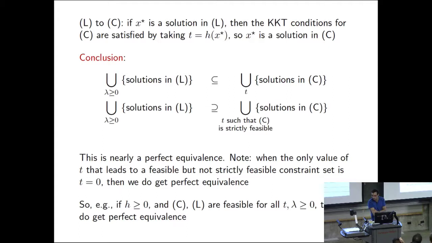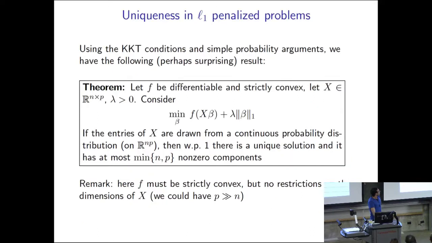Okay, so this was just a basic proof of, I think, a common fact you would have heard about penalized and constrained forms. Okay, and the last thing I wanted to do, which I think we should have time for, I don't think it should take longer than what we have left, is cite a fact about uniqueness in L1 penalized problems, and then we're going to prove it too, just using the KKT conditions.